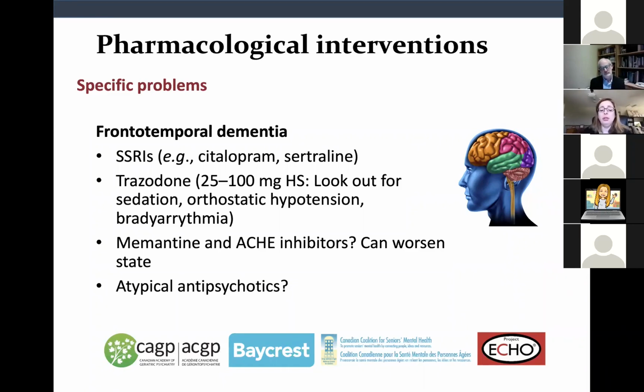And one needs to be aware that memantine and acetylcholinesterase inhibitors can worsen frontal behavior. So in those cases, it might be worth it to withdraw them if prescribed. And sometimes we are obligated to prescribe atypical antipsychotics because of severe aggressive disinhibition.